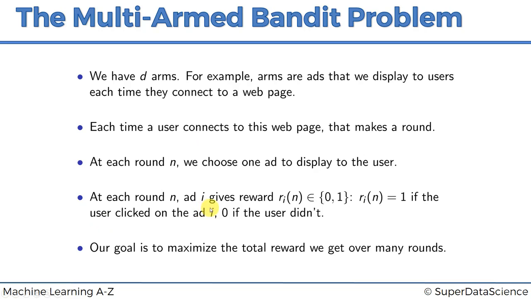At each round n, ad i gives a reward, whether it's a 0 or a 1, and basically R_i(n) is equal to 1 if the user clicks on the ad, and 0 if the user didn't, and our goal is to maximize the total reward we get over the many rounds. So that's basically what we're doing.